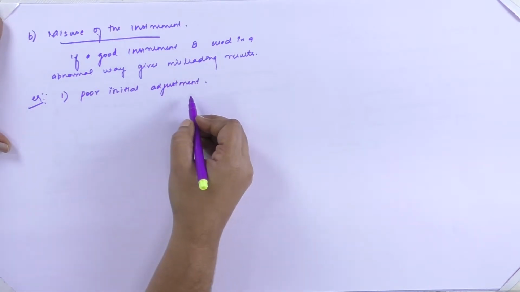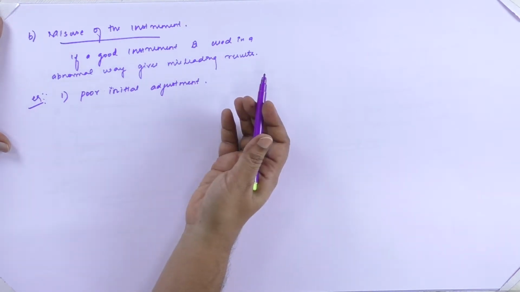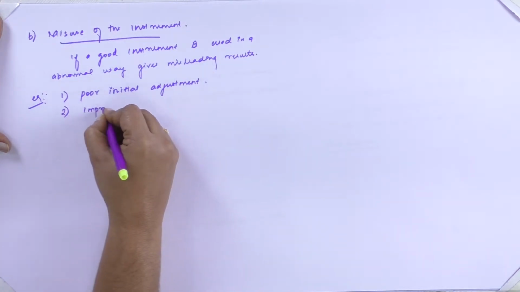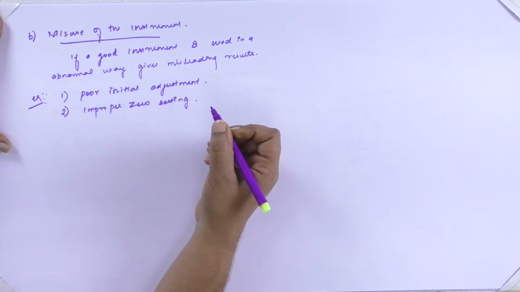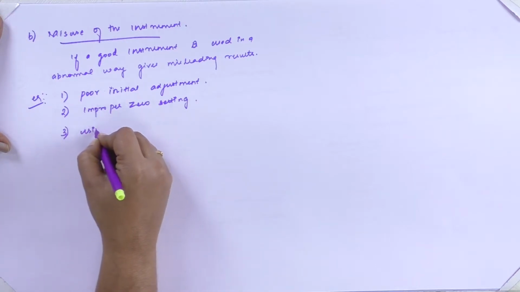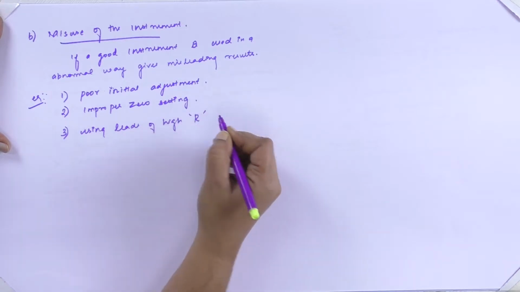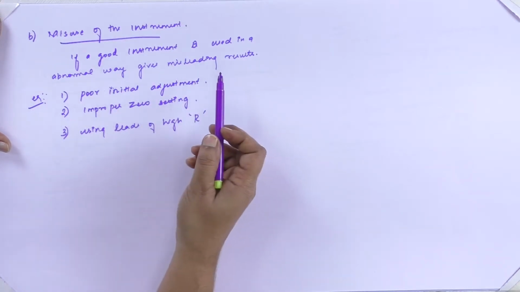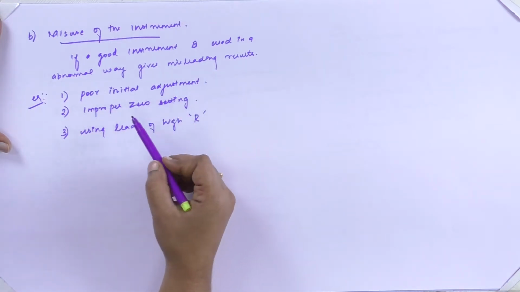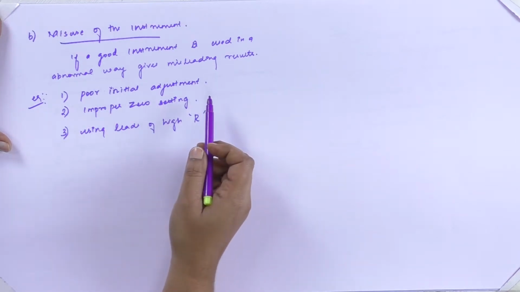The poor initial adjustments of a good instrument is the misuse of that instrument, which causes errors. That error is called instrumental error. The second cause is improper zero setting of the instrument. And the third one, using leads of high resistance, will also be a reason for misuse of the instrument. So this misuse of the instrument occurs because of poor initial adjustments, improper zero setting, and using leads of high resistance. These are the causes for instrumental errors.